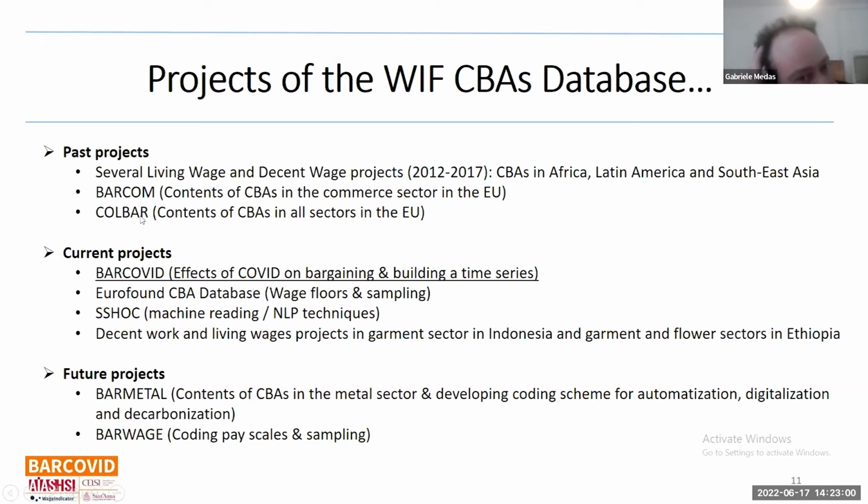As for the current projects, of course, BARCOVID, as Guido was talking about previously, we are also working on the Eurofound CBAs database. We are also working on a project that focuses on natural language processing techniques, and also decent work and living wage projects in the garment sector in Indonesia, and garment and flower sectors in Ethiopia. As for future projects in the pipeline, we already have BARMETAL, which focuses on the contents of CBAs in the metal sector, and BARWAGE, which will focus mostly on the analysis of wages.